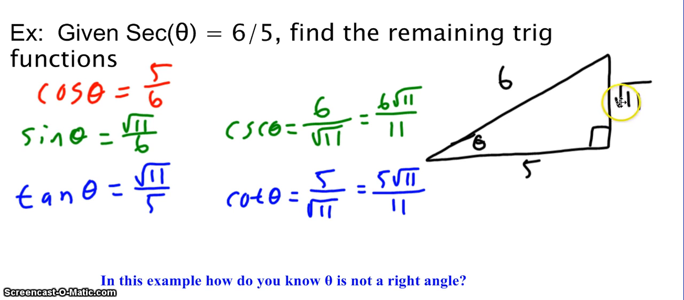We get that from the Pythagorean theorem: a squared plus b squared equals c squared. Any questions?